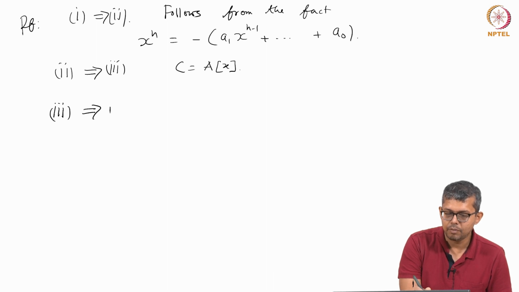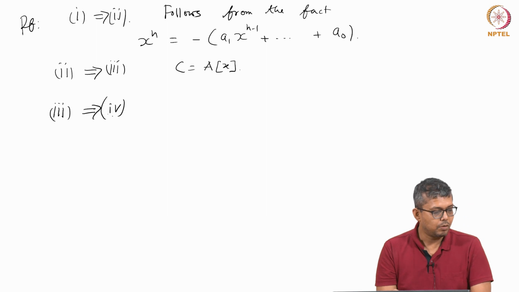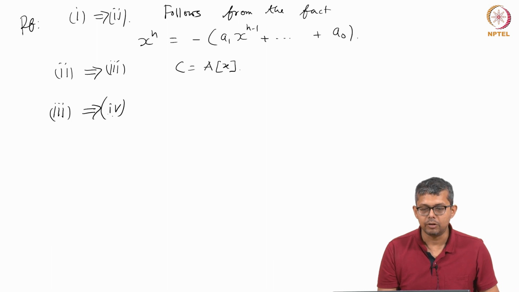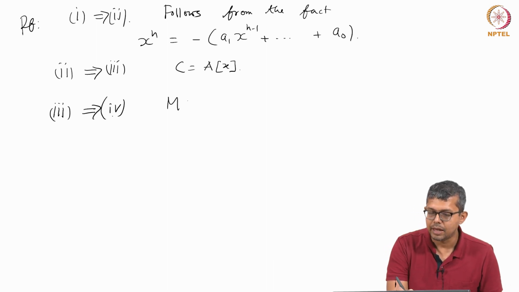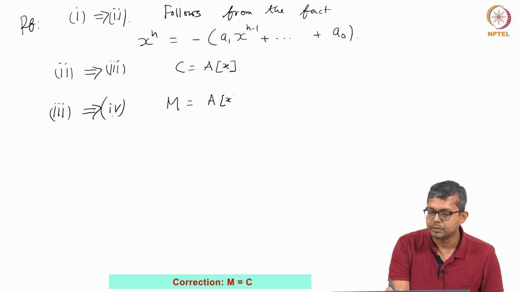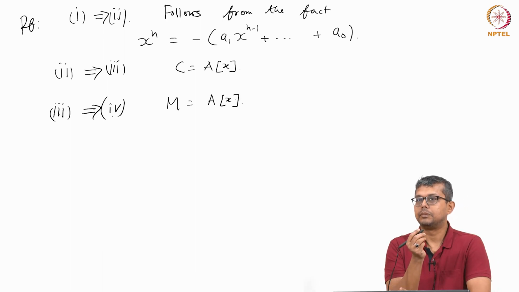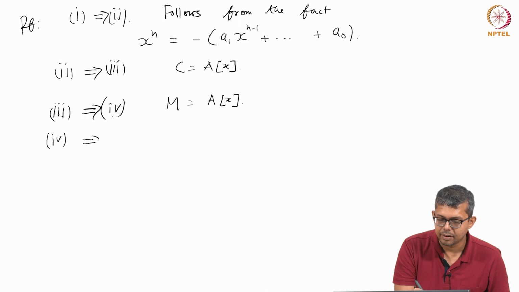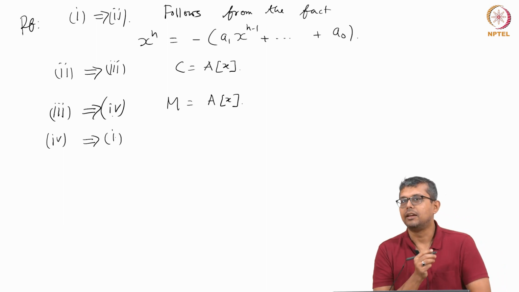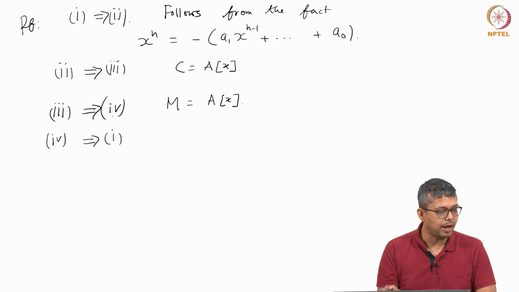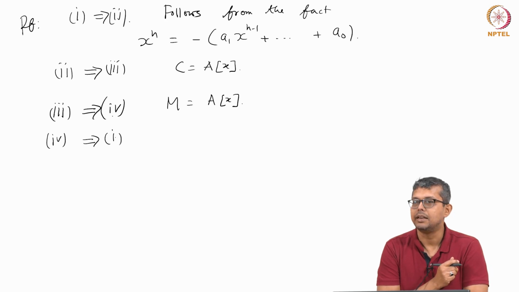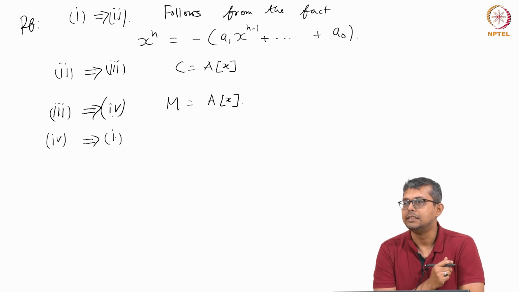3 implies 4. What does it say? There is a faithful A[x] module M which is finitely generated as an A module. Here also you take M to be A[x]. So the only tricky part is 4 implies 1, which is crucial. That means if you have a faithful A[x] module M which is finitely generated as an A module, then x is integral over A.